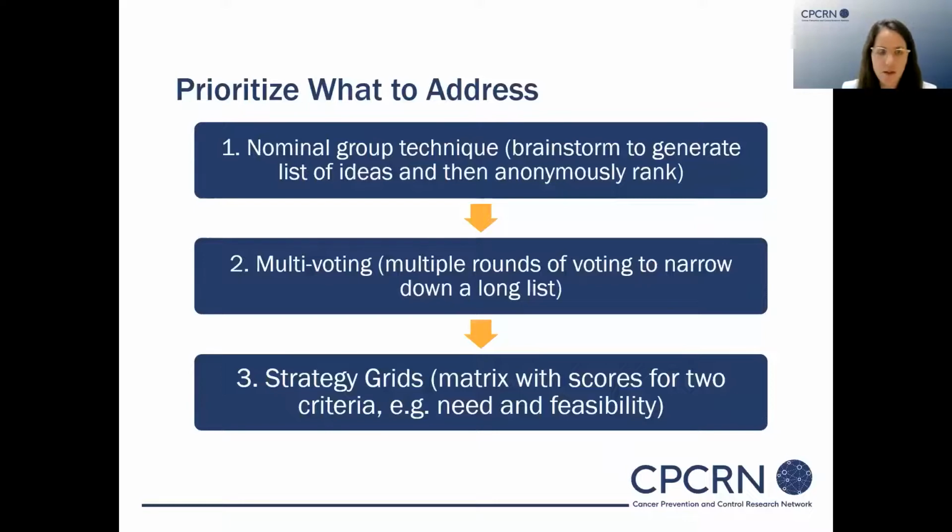Here are a few different prioritization tools that you can use. Working with your stakeholders, you can anonymously rank the different factors. You can go through multiple rounds of voting, or you can make a strategy grid, which I'm going to show you how to do today.